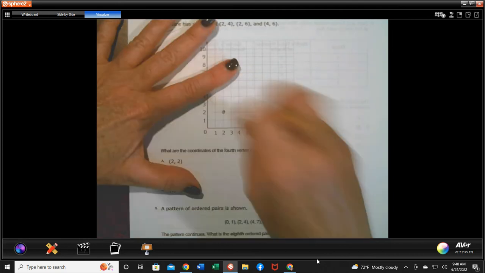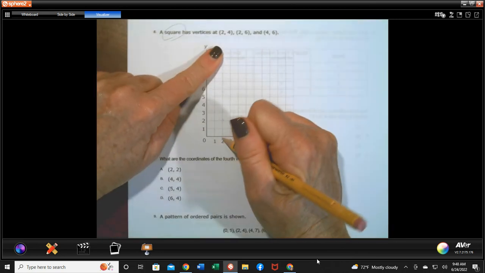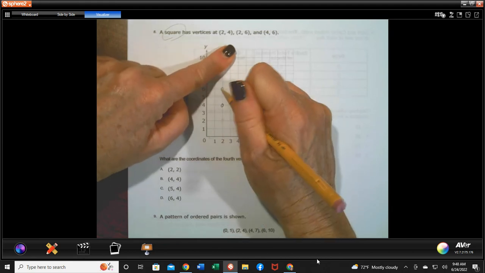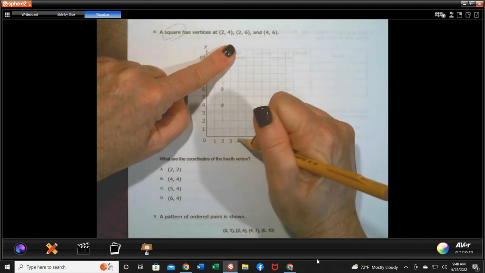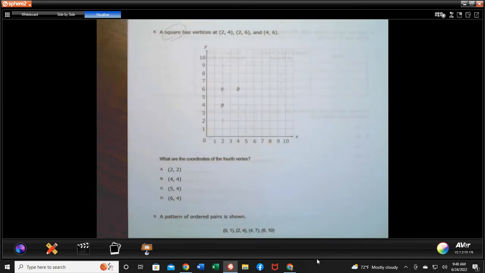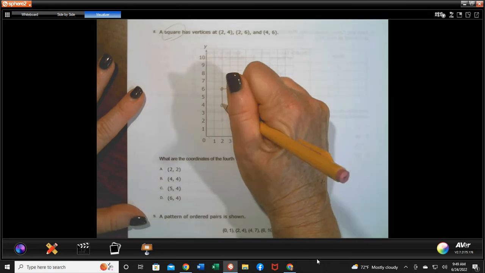I'm sorry, my bad. I need to plot these points. If I go over to 2, 4, then I go over to 2, 6, and then I go over to 4, 6. So what I know about a square is that it has 4 right angles and the side lengths are equal. So I have 2 units on this side, 2 units on this side.